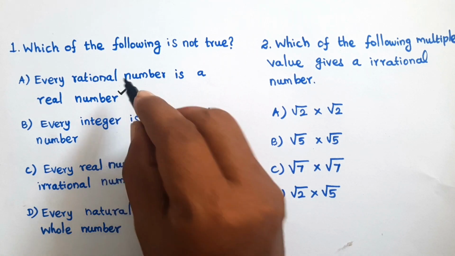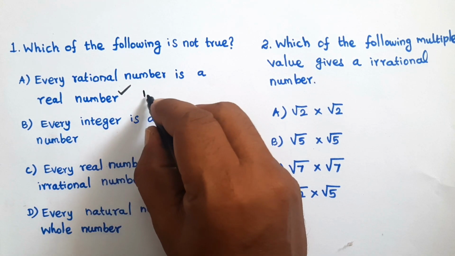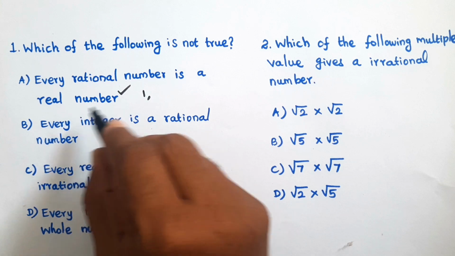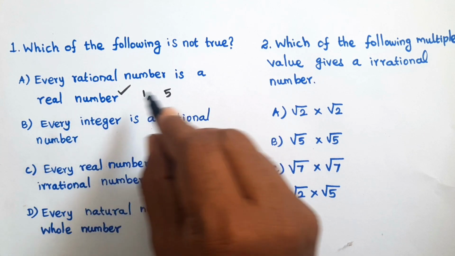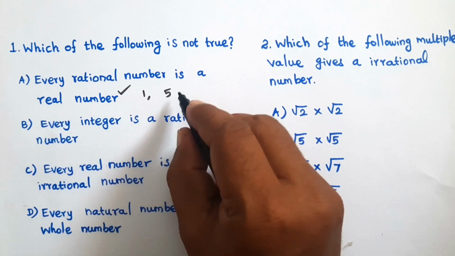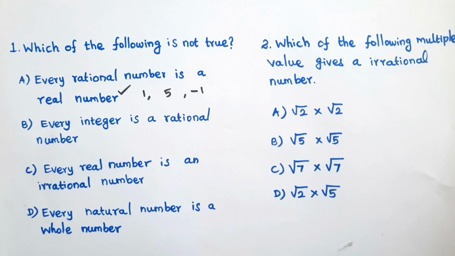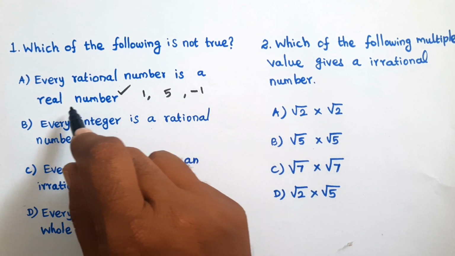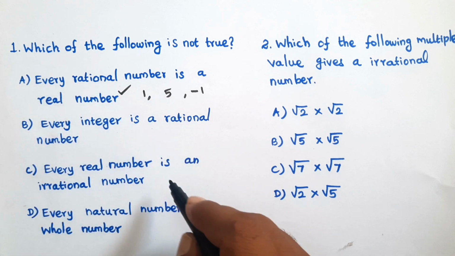This is the correct one. For example, 1 is a rational number, which is also a real number. 5 is also a rational number and a real number. Similarly, -1, these are rational numbers, also real numbers. Therefore, this option is correct.